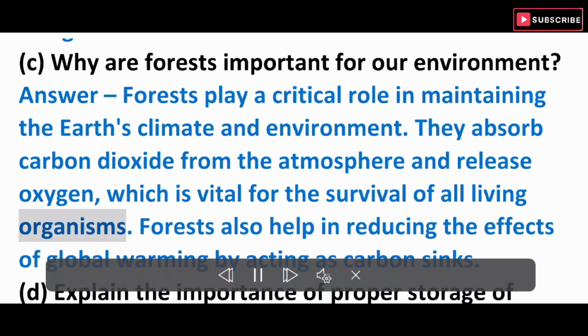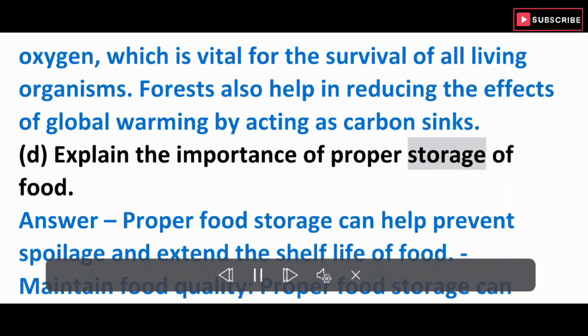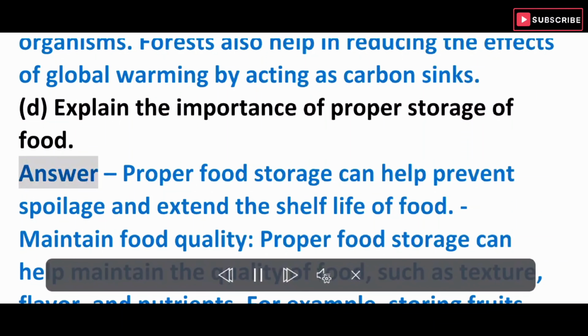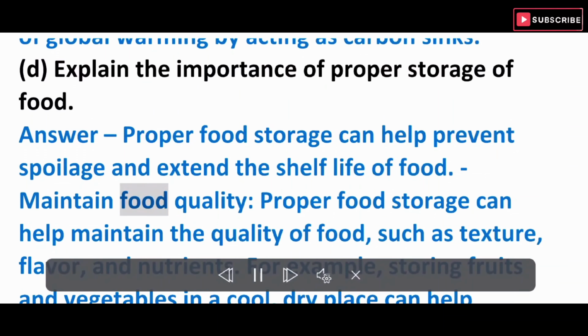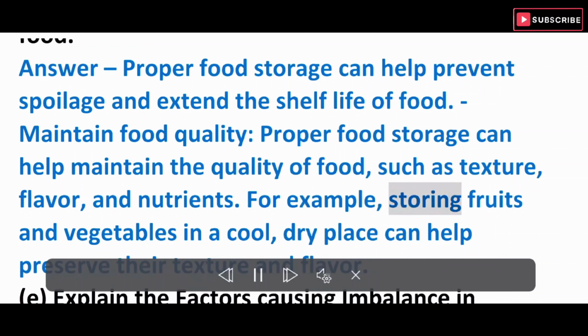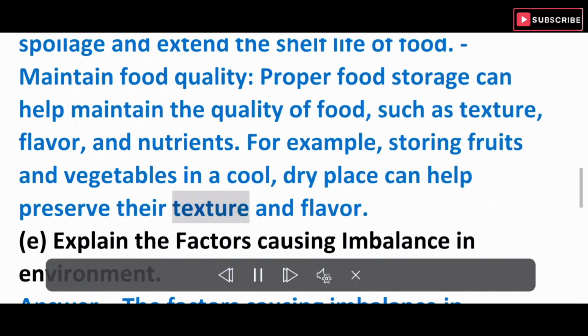D. Explain the importance of proper storage of food. Answer. Proper food storage can help prevent spoilage and extend the shelf life of food. Maintain food quality. Proper food storage can help maintain the quality of food, such as texture, flavor, and nutrients. For example, storing fruits and vegetables in a cool, dry place can help preserve their texture and flavor.